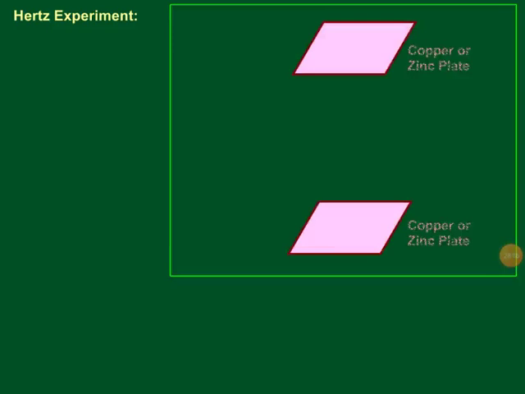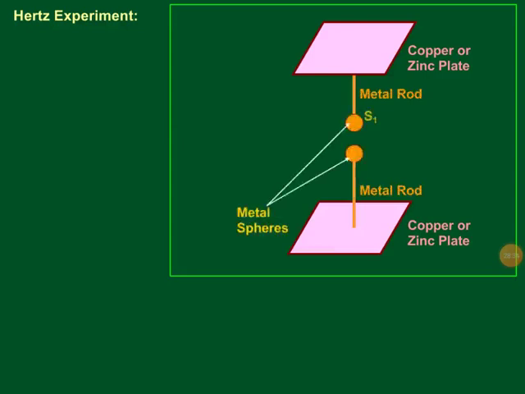Now let's see that these are the two copper or zinc plates, which are placed around 60 centimeters apart, and these two are connected with rods. Onto these rods, there are two steel spherical balls placed over them, and they can slide over the rod.